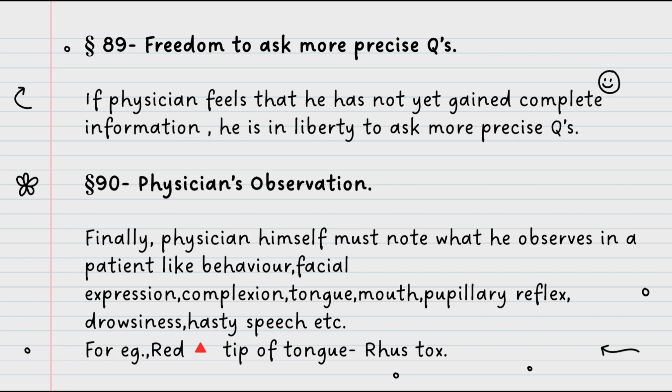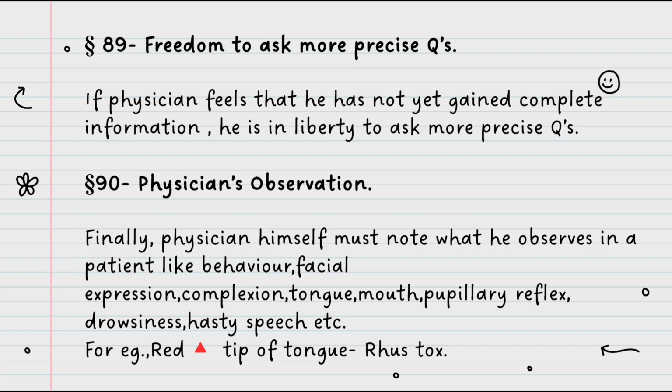Okay, then 90, physician's observation. The trick is 90, P and O, physician's observation. So finally, the physician himself must note what he observes in a patient, like behavior, facial expression, complexion, tongue, mouth, pupillary reflex, drowsiness, hasty speech, etc. These things must be observed by the physician. Other than this, he can look for general pallor, cyanosis, edema, lymphadenopathy. All those things can be found by physical examination.